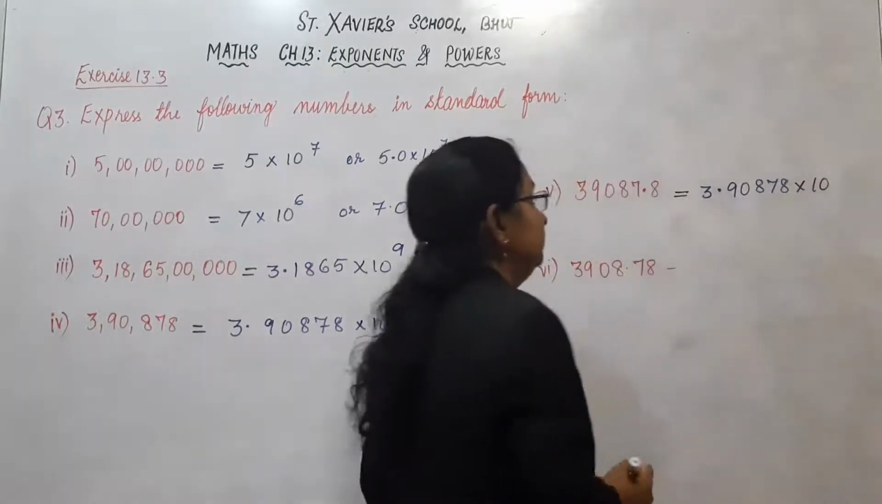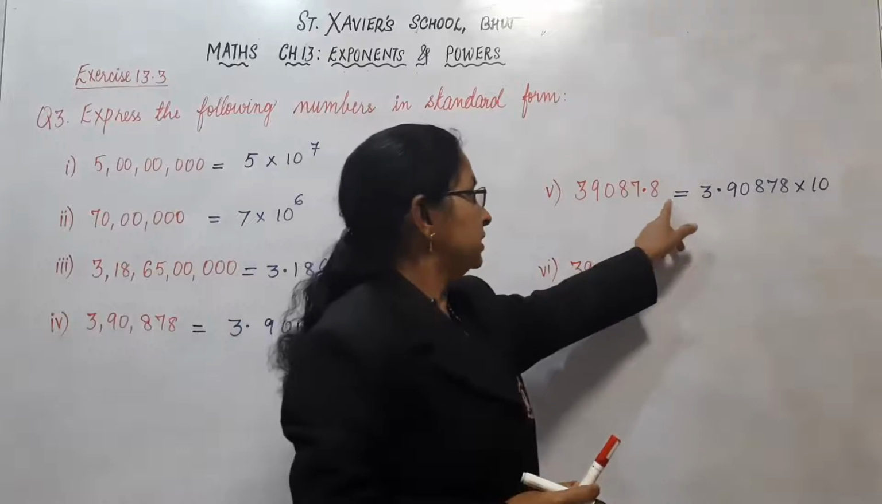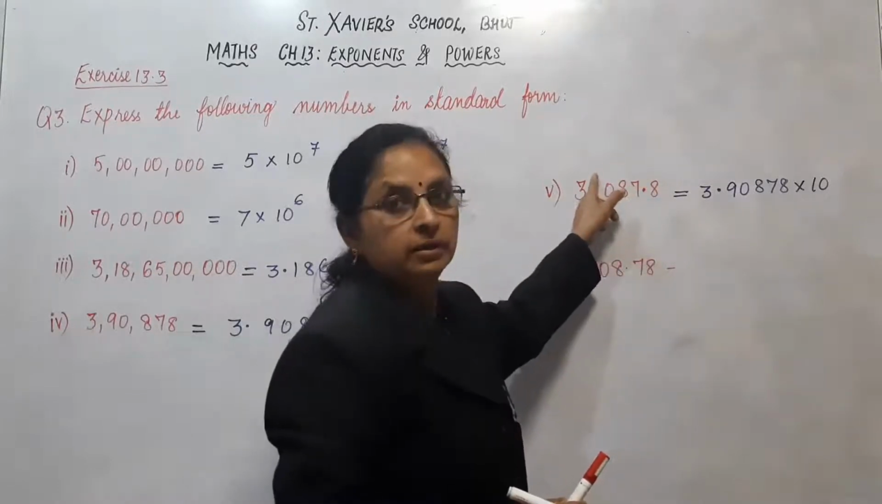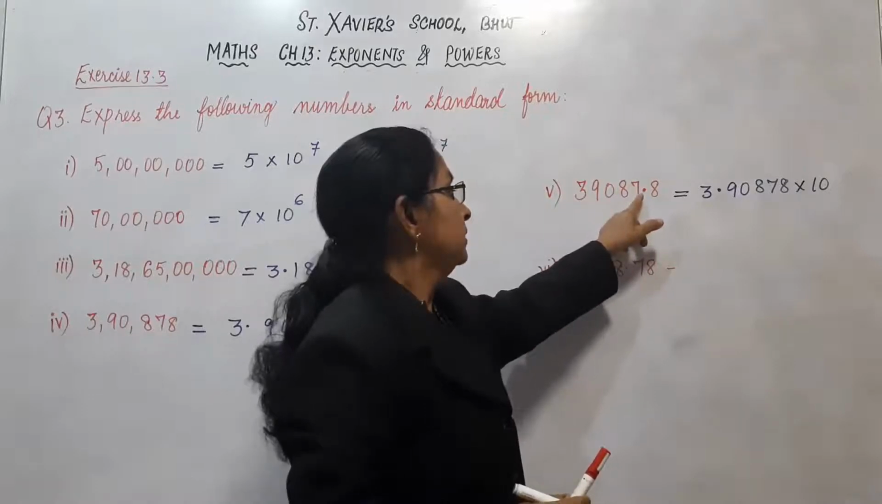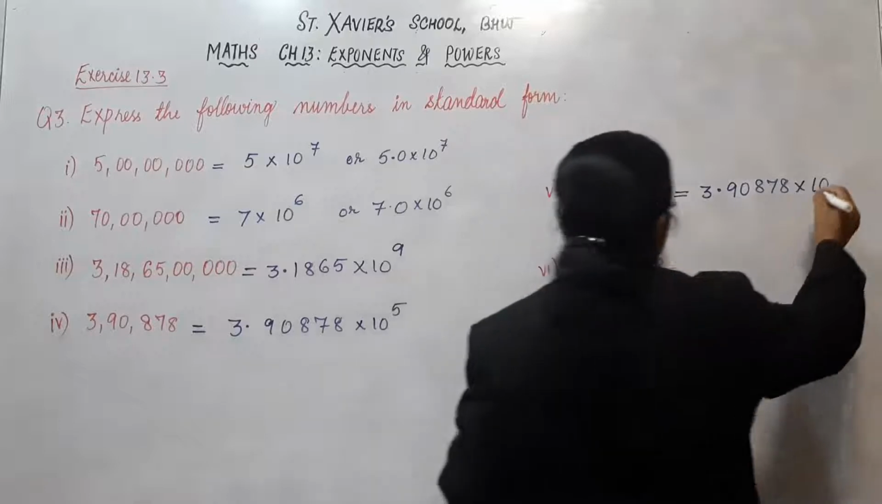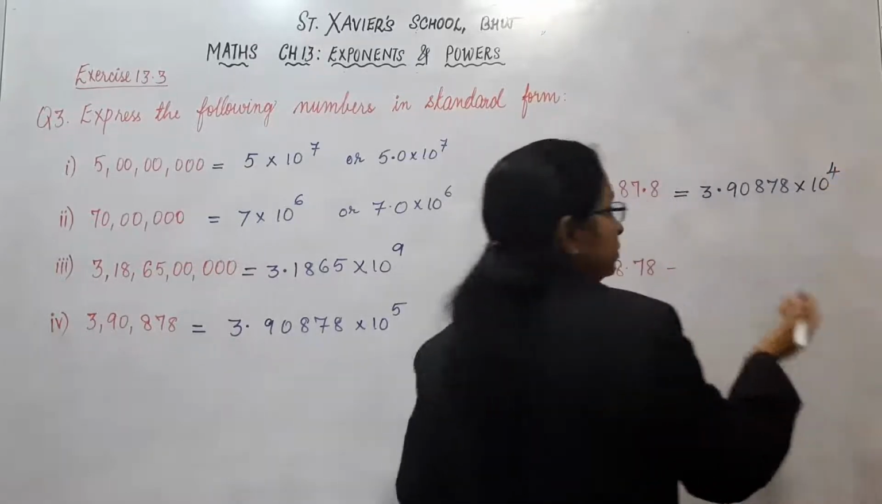Now be careful. Don't count all the digits. Our decimal place is already there. We are shifting it backward. So that is 1, 2, 3, 4. So we have to write it as 4. 4 places we shift to left.